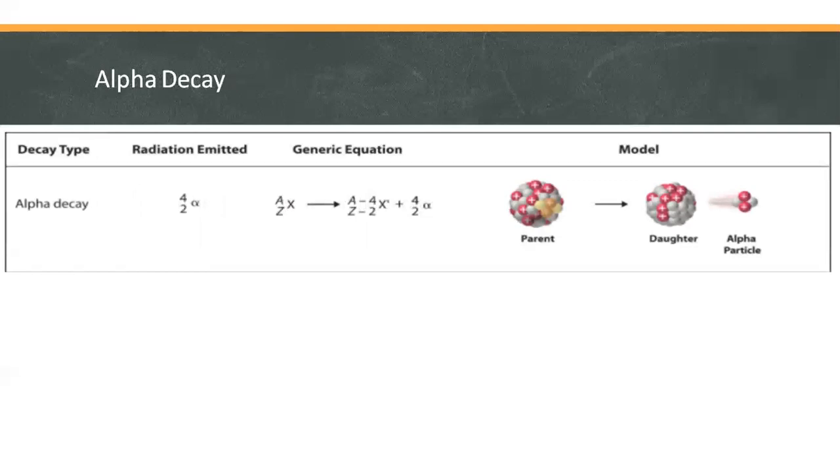Many nuclei with a mass number greater than 200 undergo alpha decay, which results in the emission of a helium-4 nucleus as an alpha particle. The general reaction is as follows.